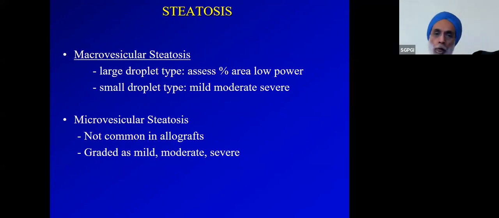And so when you are asked to evaluate a liver for steatosis, you have to categorize it as macrovesicular and microvesicular. And macrovesicular assessment is done at the low power. And the small droplet type, you don't often give an area, but you say mild, moderate, or severe. Microvesicular steatosis is not common in allografts, but the causes are the same as for non-transplants.